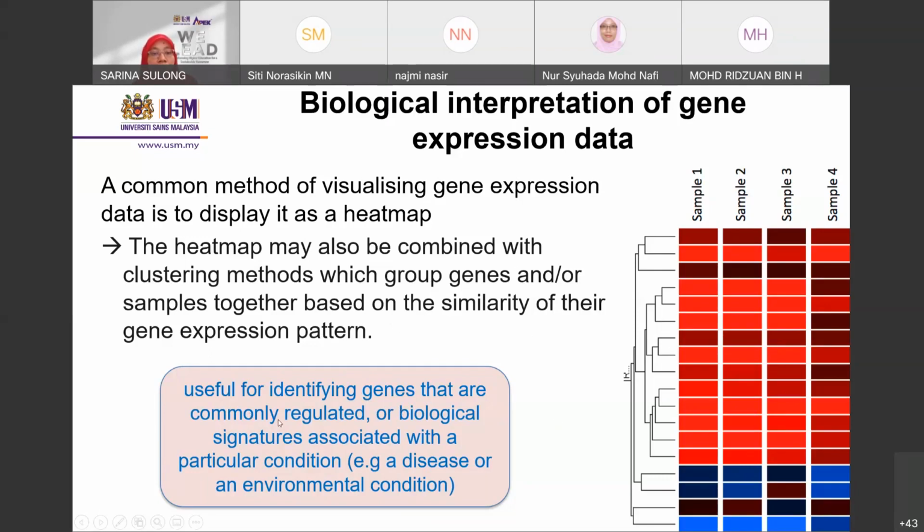And of course, it is very useful for identifying genes that are commonly regulated or biological signatures associated with a particular condition, for example a disease or environmental condition.